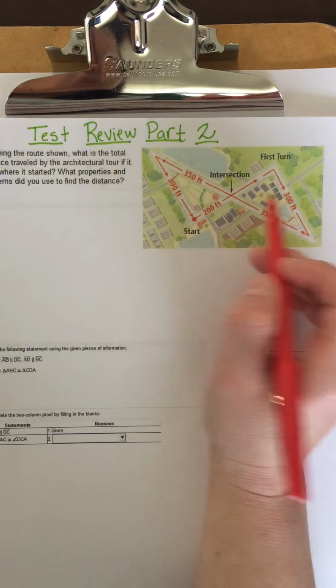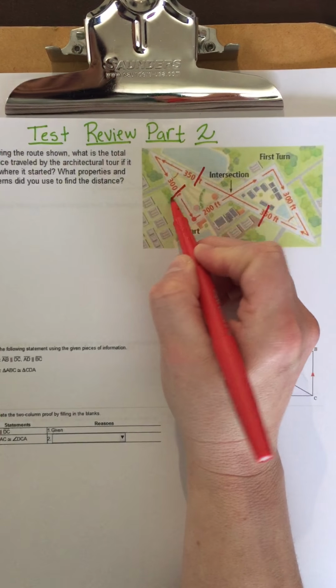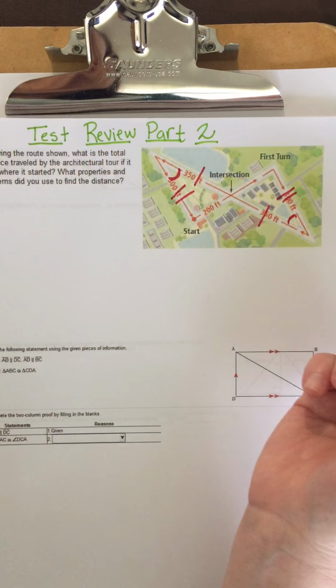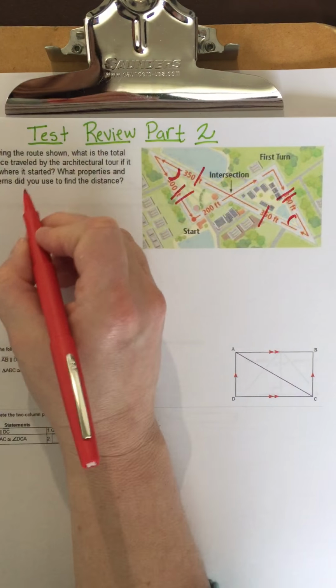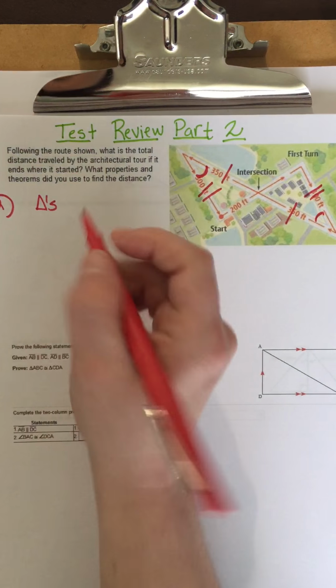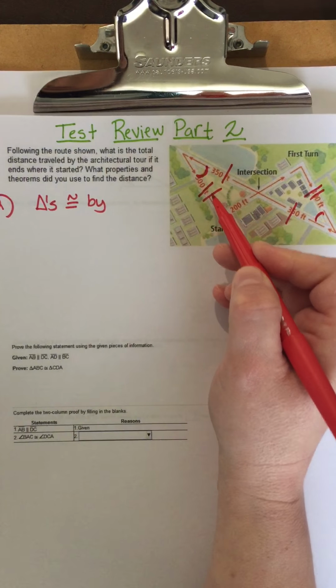So look, 350, 350, so these are congruent. 300, 300, these are congruent. They've already got these angles right here marked as congruent. So the two triangles are congruent by side angle side.